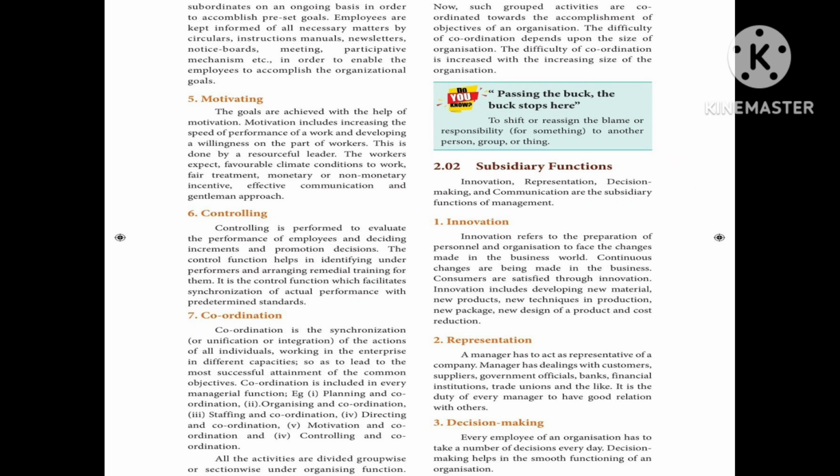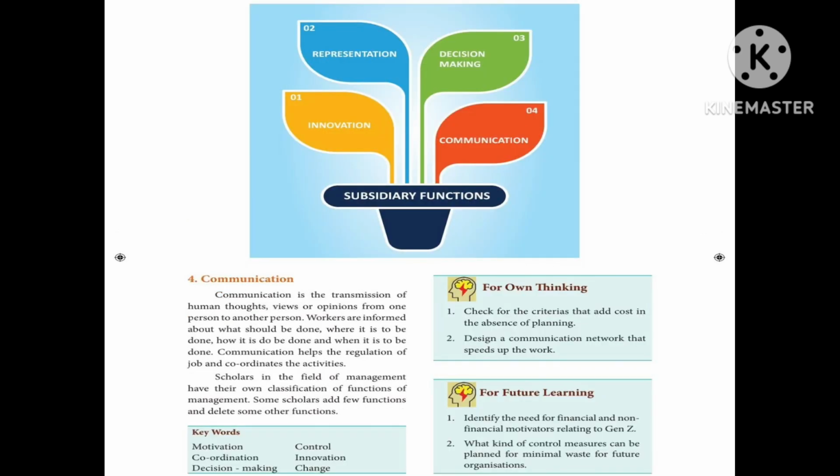3. Decision making. Every employee of an organization has to take a number of decisions every day. Decision making helps in the smooth functioning of an organization. 4. Communication. Communication is the transmission of human thoughts, views, or opinions from one person to another person. Workers are informed about what should be done, where it is to be done, how it is to be done, and when it is to be done. Communication helps the regulation of job and coordinates the activities. Scholars in the field of management have their own classification of functions of management. Some scholars add a few functions and delete some other functions.